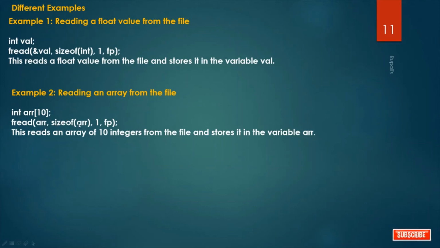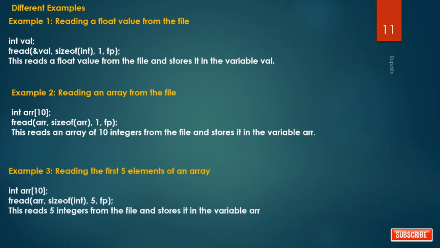Sizeof(ARR) means, here it is an integer array, so an integer takes 4 bytes. So 4 into 10, 40 bytes. Then 1, and then you have to write fp. fp points to the file from which we want to read. So this reads an array of 10 integers from the file and stores it in the variable ARR. In this way, reading an entire array is possible.